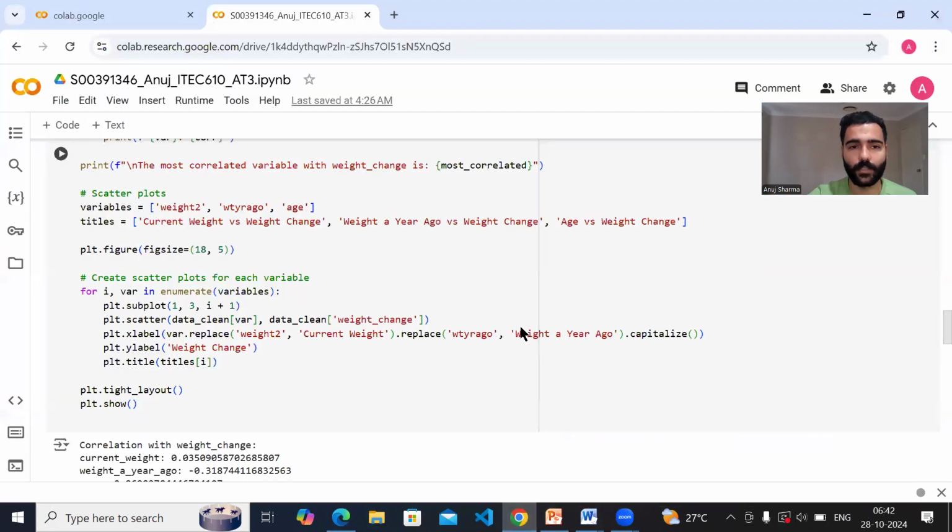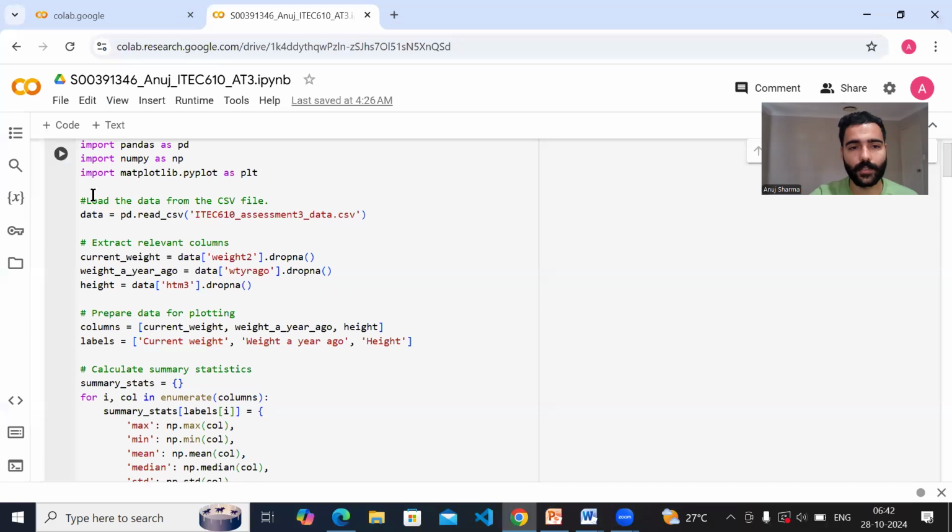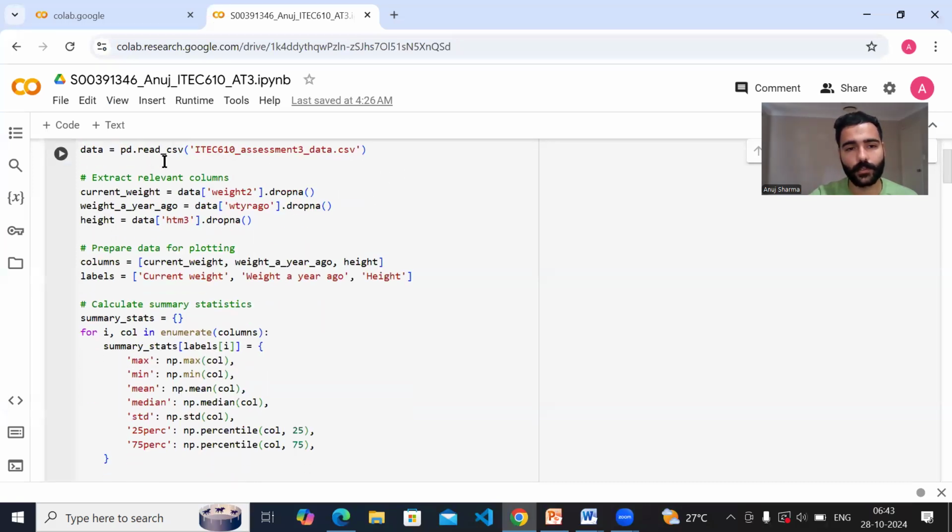Here is the Colab file of the code. That's task one, in which we have imported the pandas library and loaded the data which is provided by the tutors, and extracted the relevant information like I said earlier. The data was weight2, WT by RAG and HTM3. So we are storing this data in current weight, weight a year ago, and height.